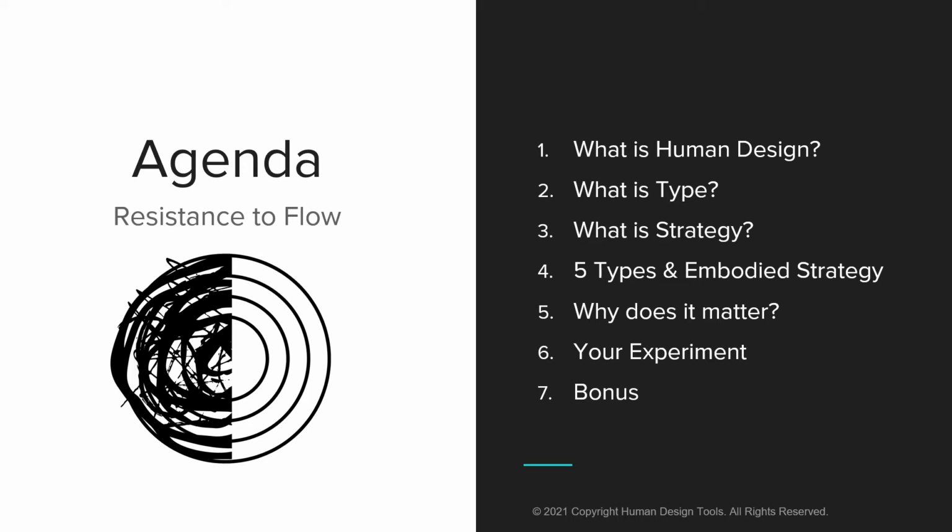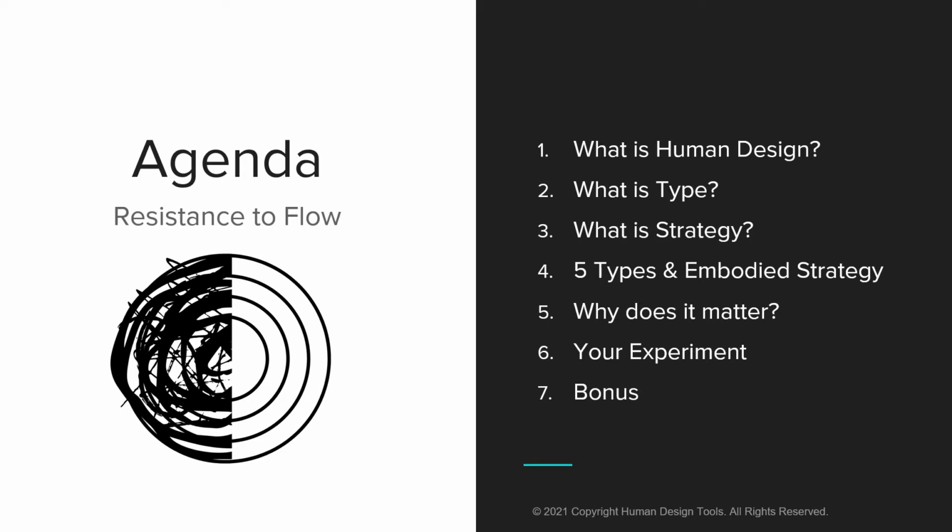The first thing I'm going to talk about is human design and what it is, and then what human design type is, and talk a little bit about the 5 different types that you could be, and what human design strategy is, and then how to embody both the type and strategy.